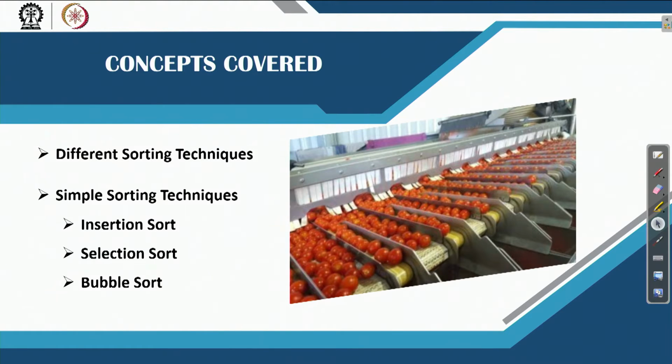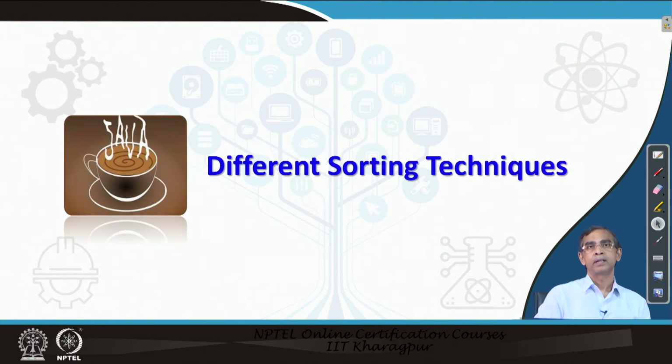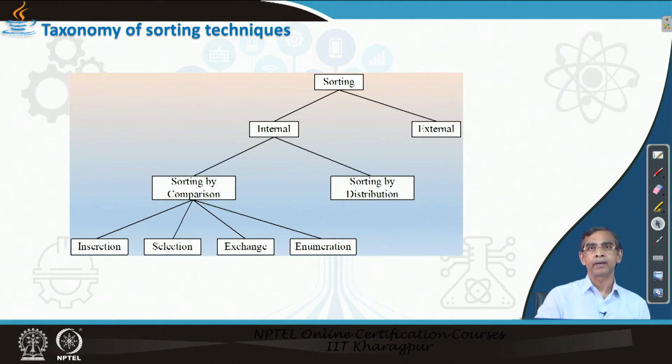So, in this lecture, we will first cover what the different sorting techniques are that are now known in the literature, and then we will learn about a very few simple sorting techniques. In this category, there are 3 techniques known as simple sorting techniques, which are called insertion sort, selection sort, and bubble sort. So, this is our plan for today. Now, let us start with the different sorting techniques which are known in the field.